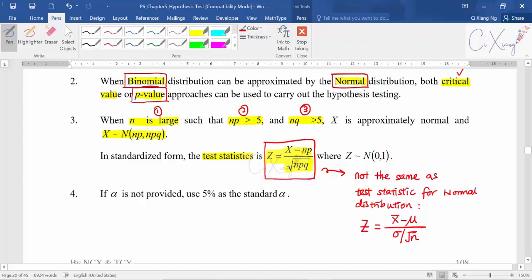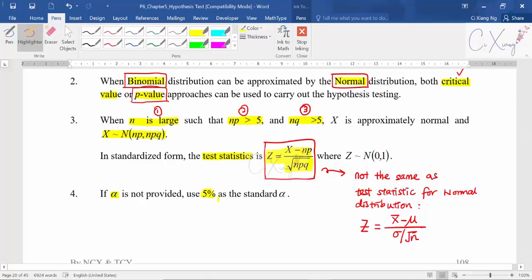So please don't confuse about these two. I think it is quite common that some students might confuse between these two. One more extra point: when alpha is not provided, then 5% will be the standard alpha. Alpha means the significance level.